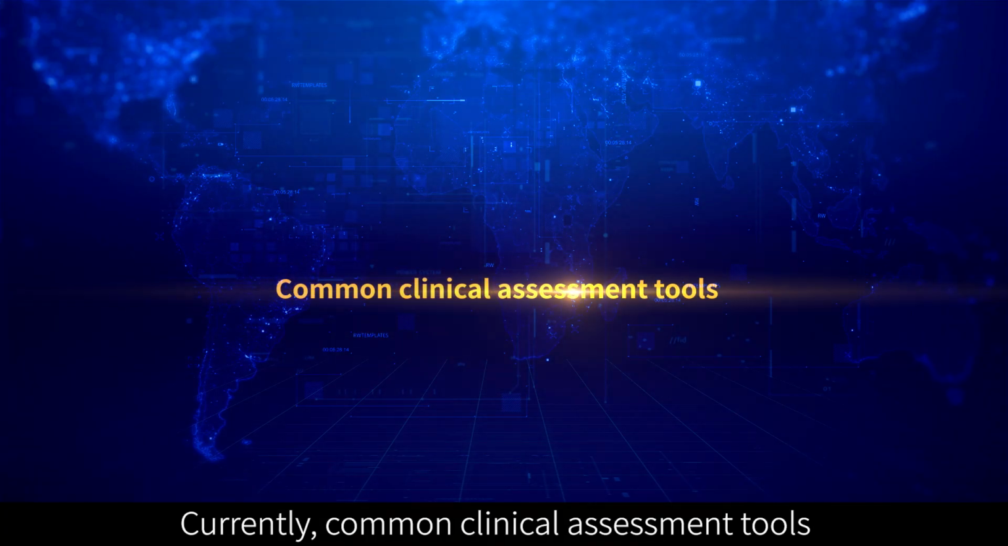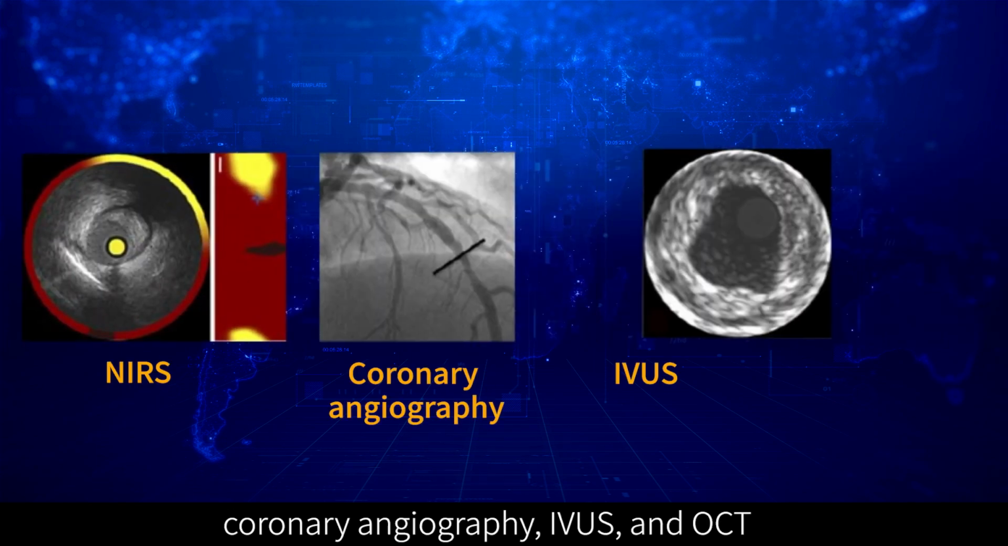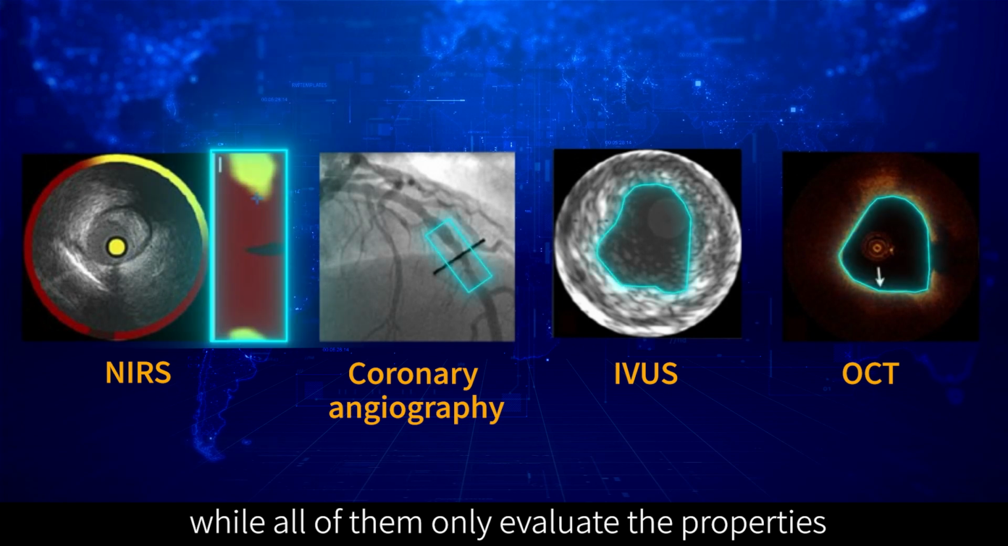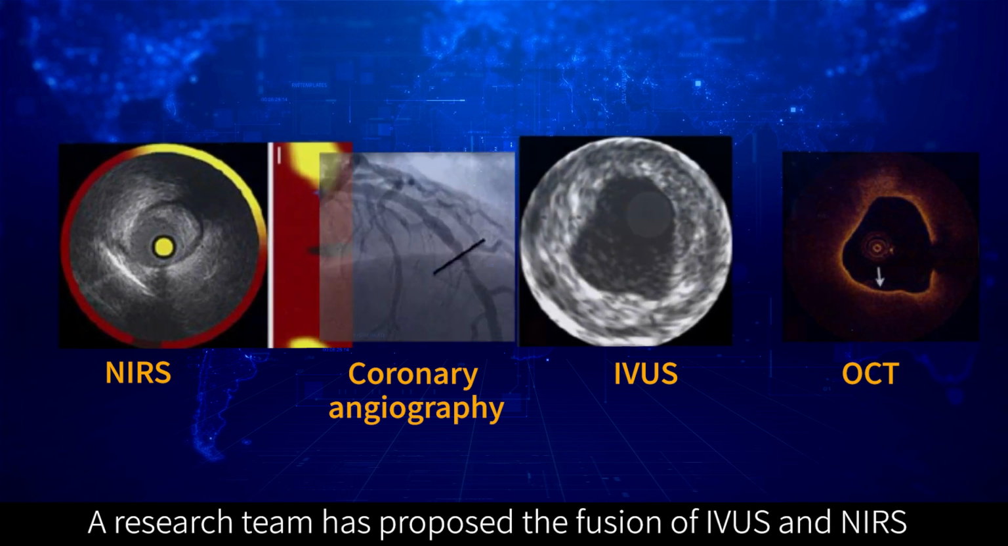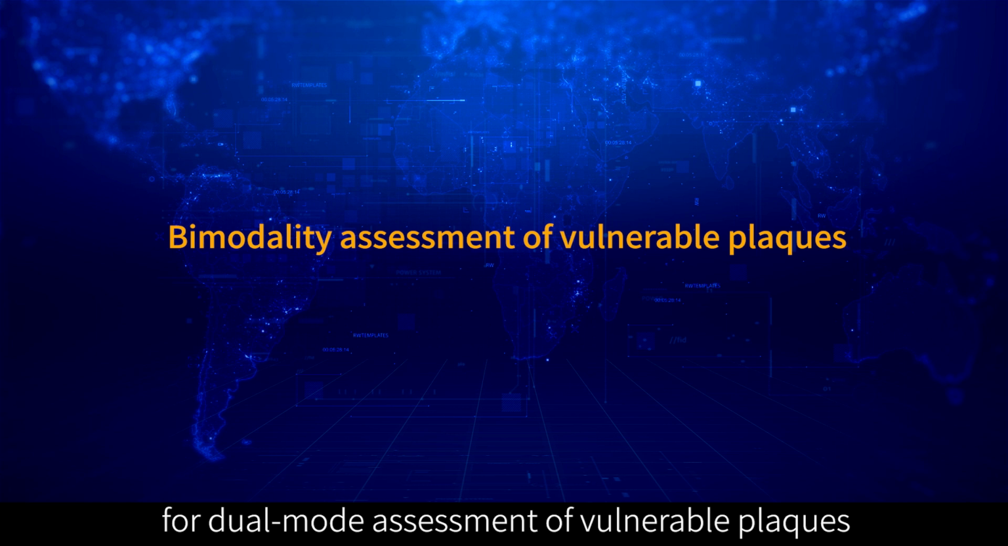Currently, common clinical assessment tools for vulnerable plaques include NIRS, coronary angiography, IWRS, and OCT, while all of them only evaluate the properties or spatial structural information of plaques from a single perspective. A research team has proposed the fusion of IWRS and NIRS technology for dual-mode assessment of vulnerable plaques.